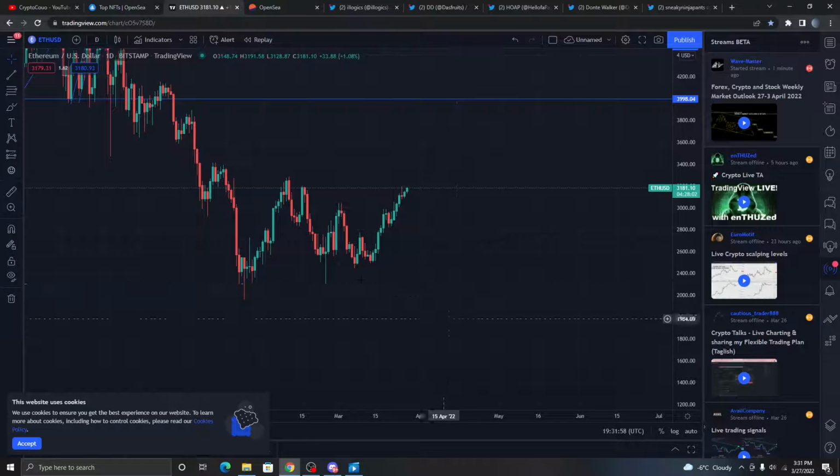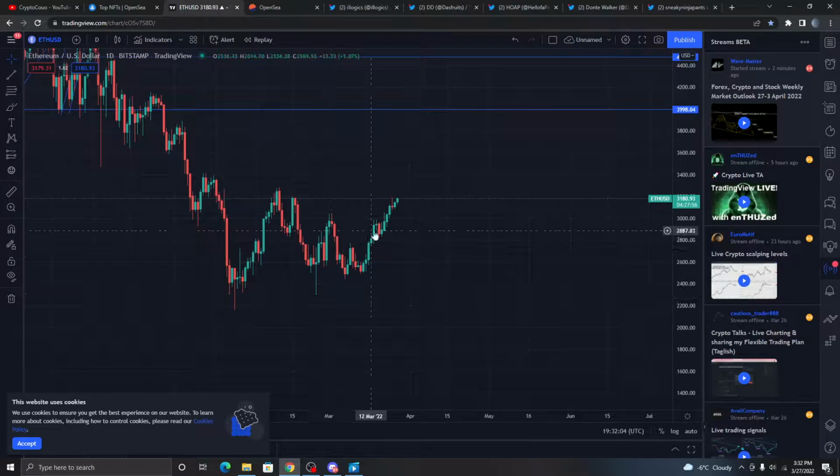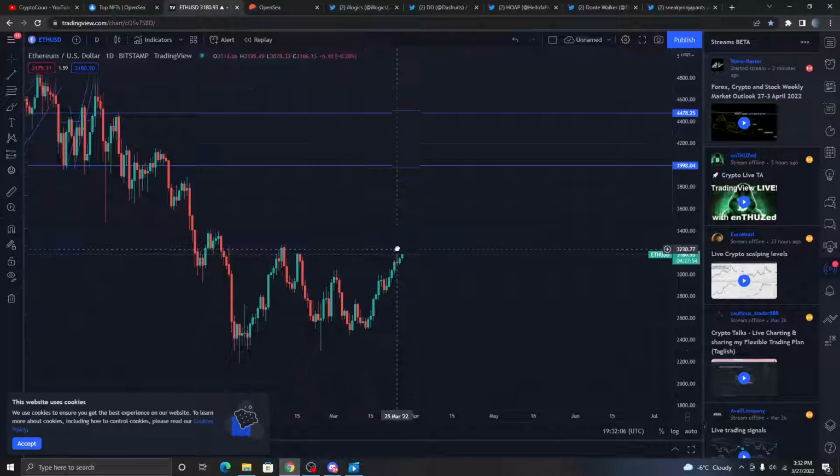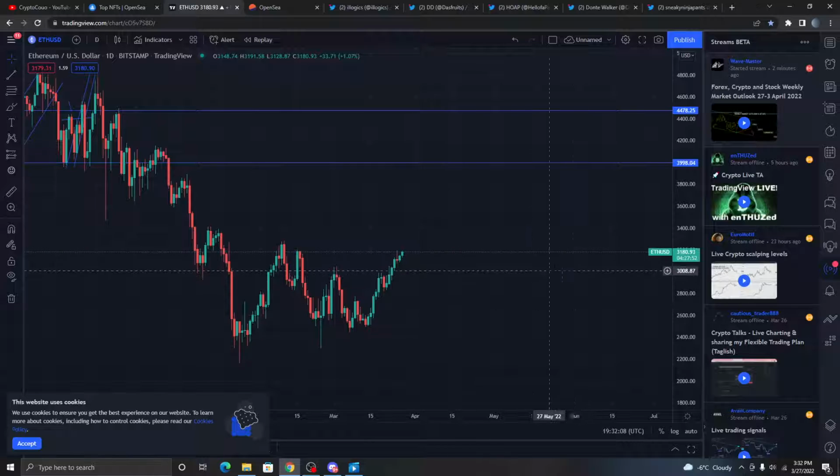But if we look at Ethereum, since March 13th and 14th we were sitting at 2,400. Then we saw a nice 30% pump, all the way up to 3,100 where we're sitting right now. Which is good if you're trading Ethereum, not good if you're trading NFTs, because people like to paper hand their NFTs.